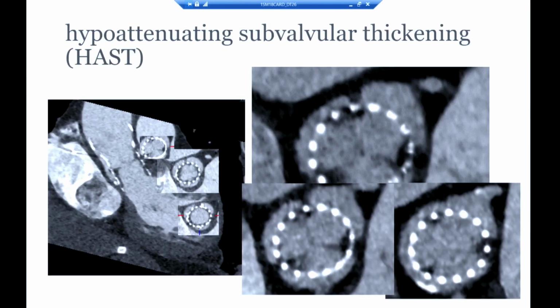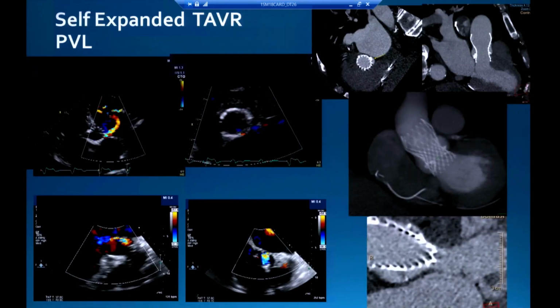And that's not the only place that you can have it. Remember, we talked about HALT of the leaflet. And there's another term called HAST, hypoattenuated subvalvular thickening. So you can see the thickening underneath the valve, maybe extending. There's a little bit of HALT, but also HAST again. And hemodynamically it probably doesn't matter, but could that cause an embolic event? Do you need to put the patient on anticoagulation? Personally, if I see this, I probably want to put the patient on anticoagulation, but we don't know.